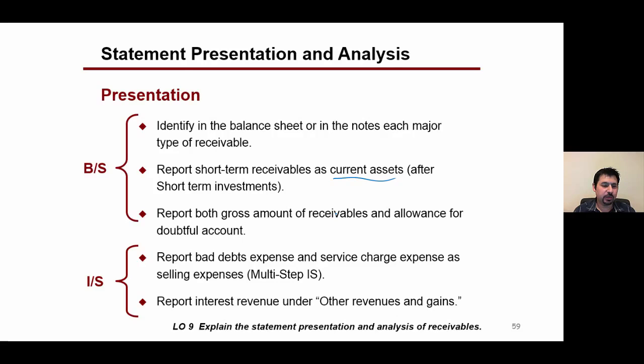Now, on the income statement, the company would report bad debt expense and service charges as selling expenses. In other words, on the multi-step income statement, those are under operating expenses. And interest revenue is usually reported under other revenues and gains, especially if it is a merchandiser company, because this is a revenue that the company is earning, but it is not the main line of business.